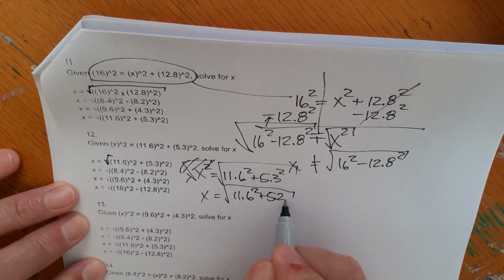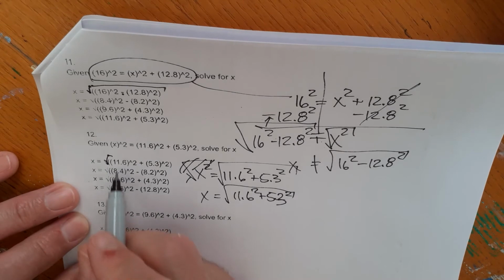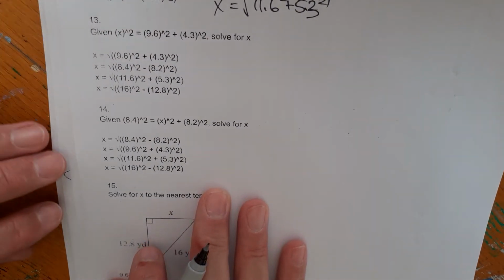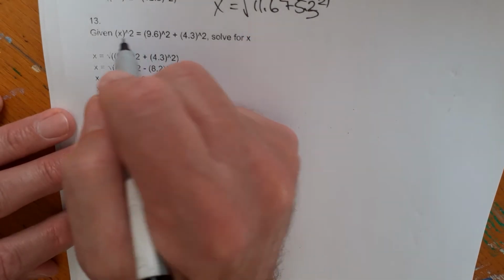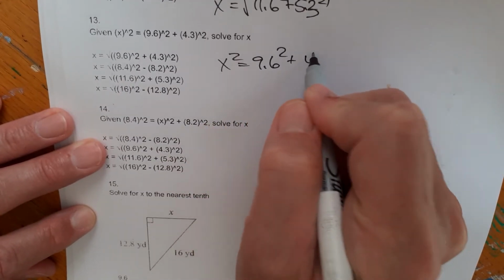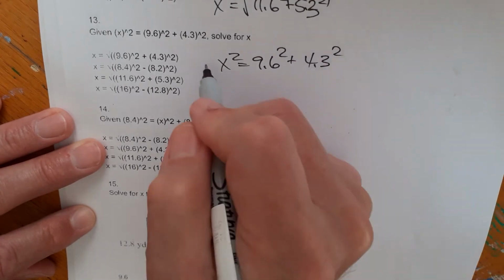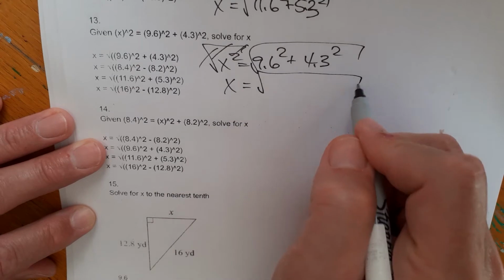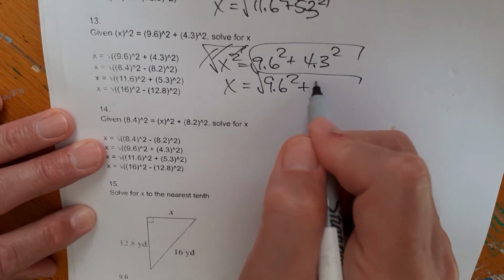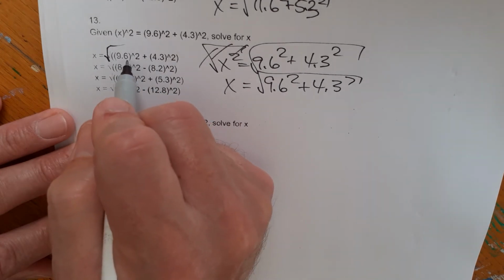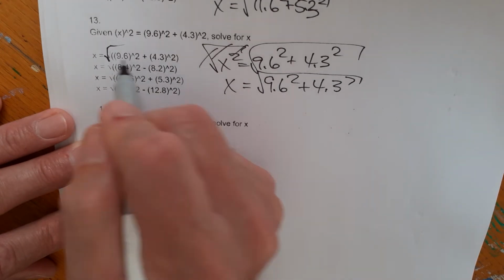And we're not even typing it into the calculator yet, right? We're just rearranging it for solution. All right, let's do two more. Given this one here, x squared equals 9.6 squared plus 4.3 squared. All we do is take the square root of both sides, and x equals the square root of 9.6 squared plus 4.3 squared.